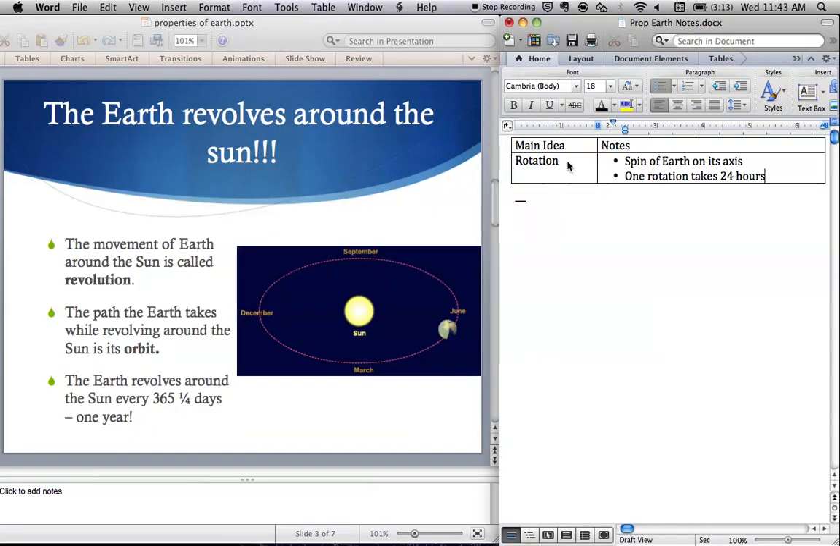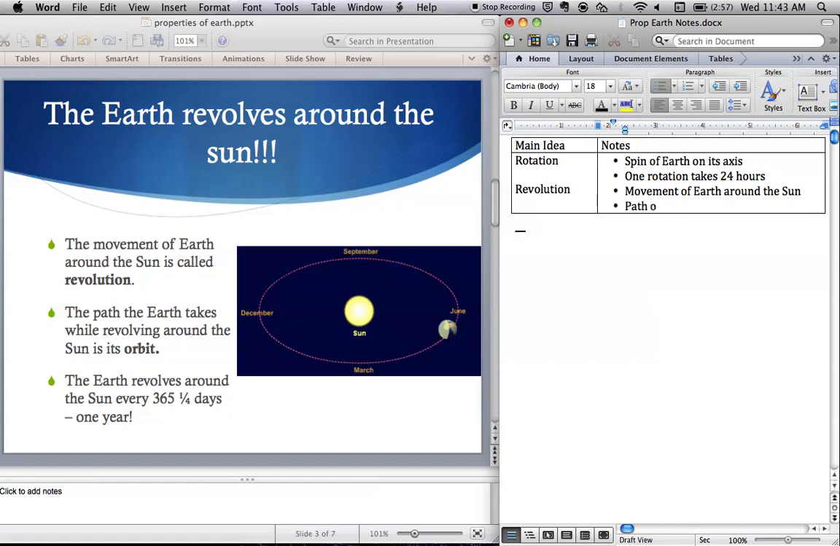The next one, which is a similar name but means something very different, is revolution. It's easy to get these a little mixed up, but revolution is the movement of the Earth around the sun. This takes a little over 1 year, 365 and a quarter days. So the revolution is the path of the Earth as it goes around the sun. While it's revolving, it's also rotating, spinning on its axis throughout the whole process.